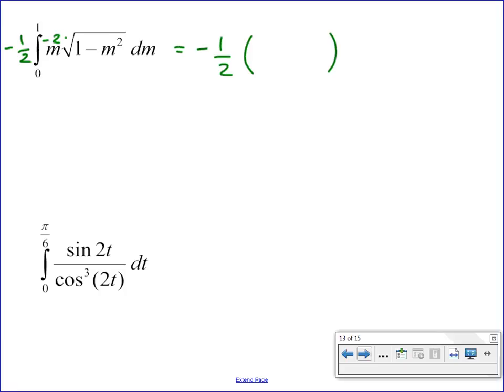Power rule: we've got our add 1 to the exponent, 1 minus m squared, and we've got our divide by the new exponent. And because we're doing a definite integral, we don't have to include the plus c. So now we can just go like that. And does this look better? Negative 1/3.